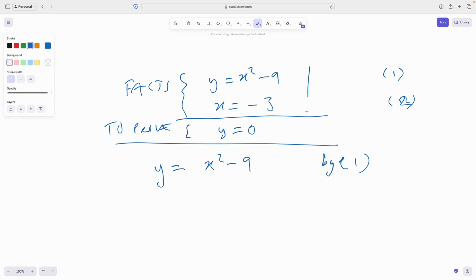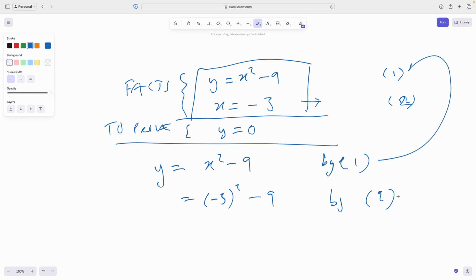So let's look at the facts again to see if they're helpful. Yep, the second one tells us that x is minus 3. So that means x can be replaced by minus 3 squared minus 9. So you can see it's the same expression, but with x replaced by minus 3. And we justify that by using fact 2, that one there. And then we can do a numeric calculation. So minus 3 squared is 9, minus 9 is 0. So we say by arithmetic.